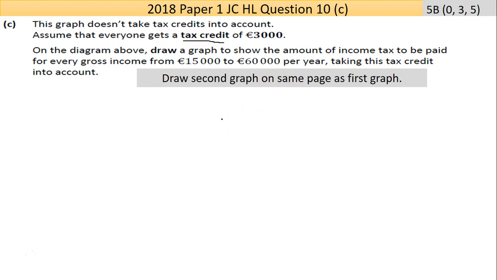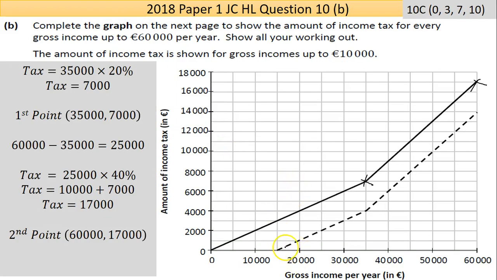Now, if I go back, that's why the second graph was drawn. So the 35,000 cut-off point still matters. If you think about it here, if I earned 15,000, I'd be paying 20% tax on that, which would be 3,000. So even though I owe 3,000 tax, I have a tax credit of 3,000, so I would still owe no tax. That's why it starts here.